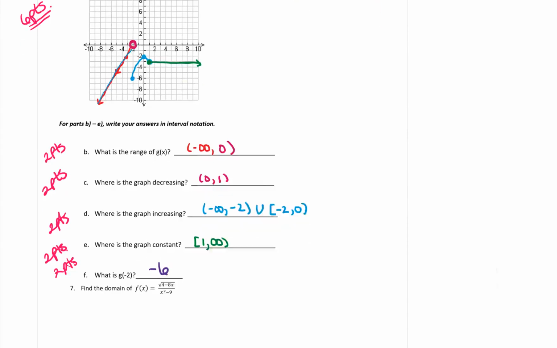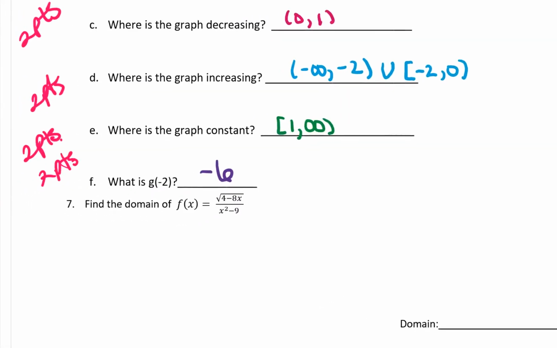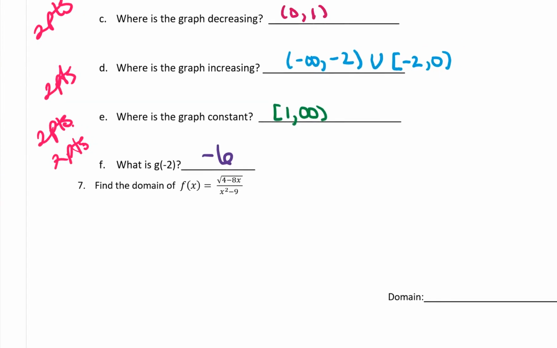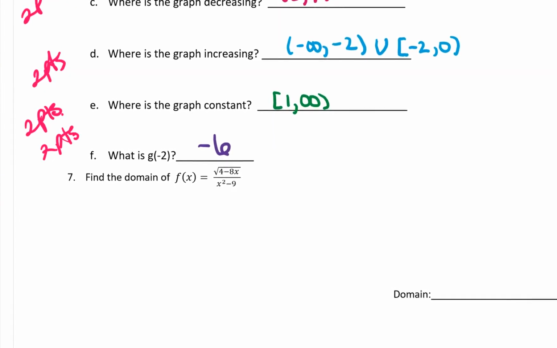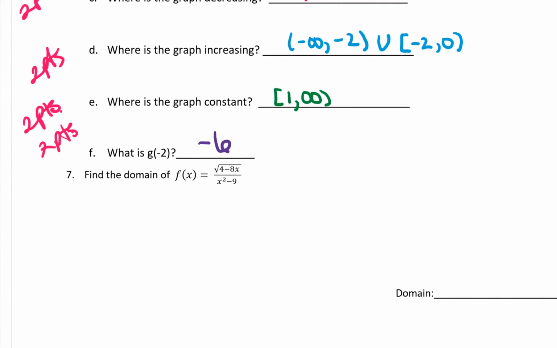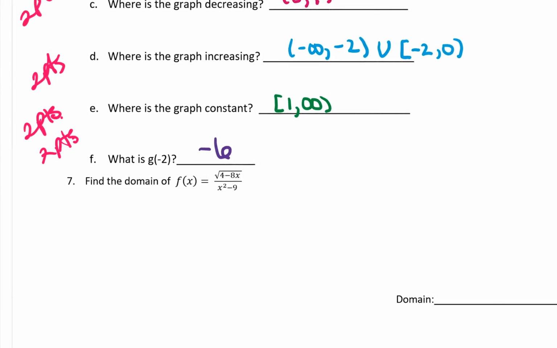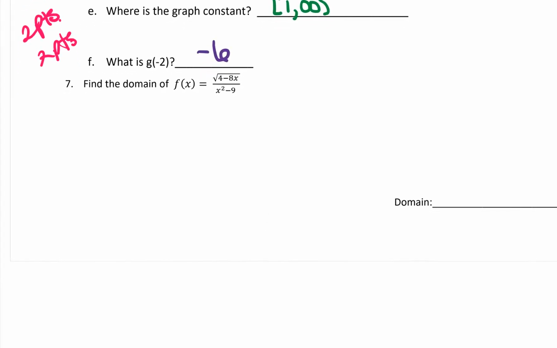Number 7, we're trying to find the domain of f of x equals the square root of 4 minus 8x, all over x squared minus 9. So looking for the domain, we're looking for our trouble spots. We know that what's underneath the radical, which is 4 minus 8x, needs to be greater than or equal to 0 because it's in the numerator.